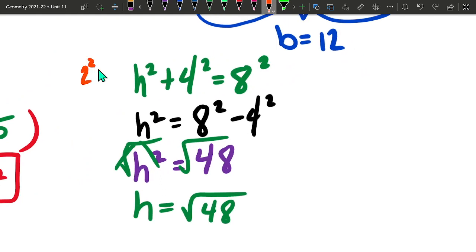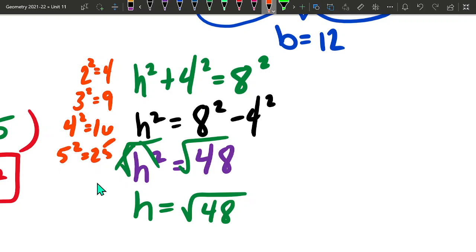2 squared is 4. 3 squared is 9. 4 squared is 16. 5 squared is 25. 6 squared is 36. 7 squared is 49. So I know I'm not going to have anything larger than that because h is the square root of 48. 49 is larger than 48, so I can stop. I don't need anything bigger than that. In fact, this number is too big also, but that's okay.